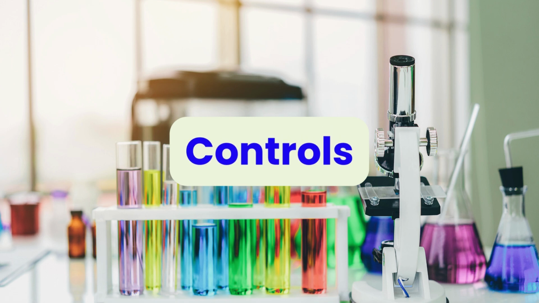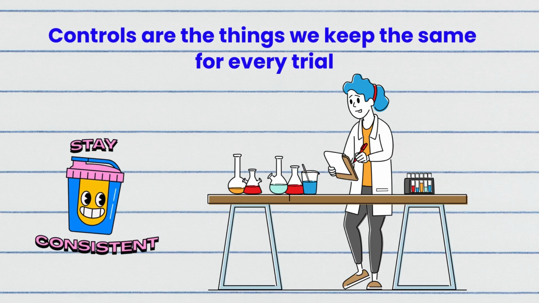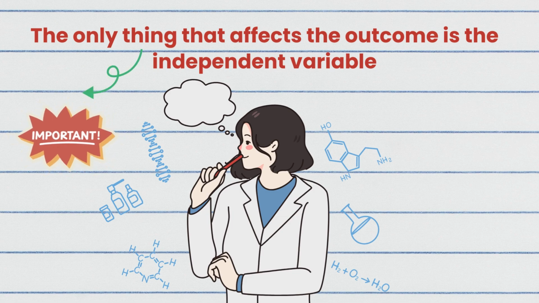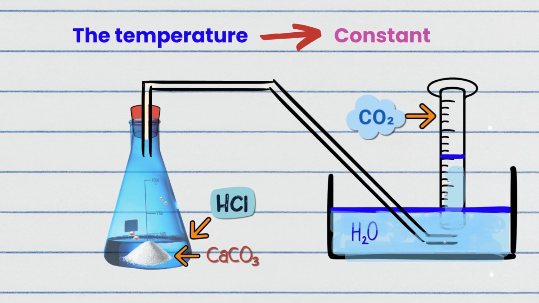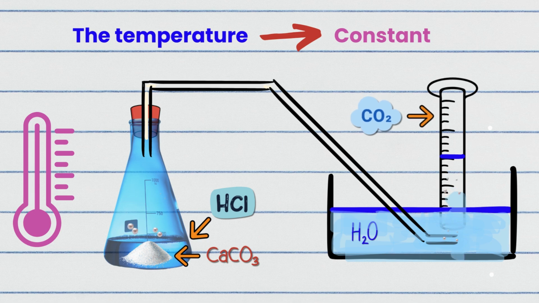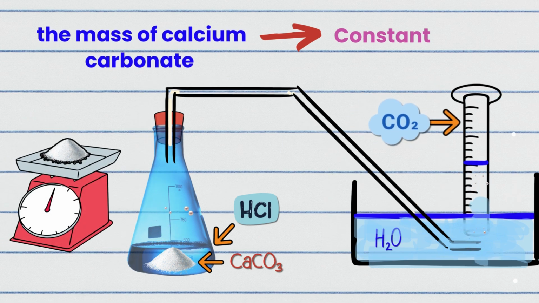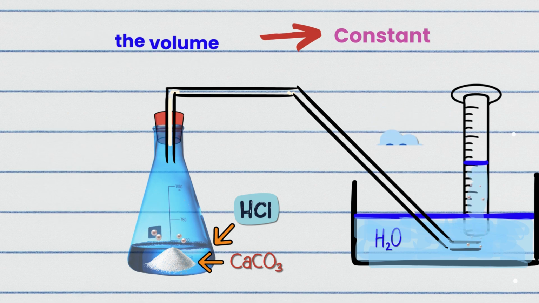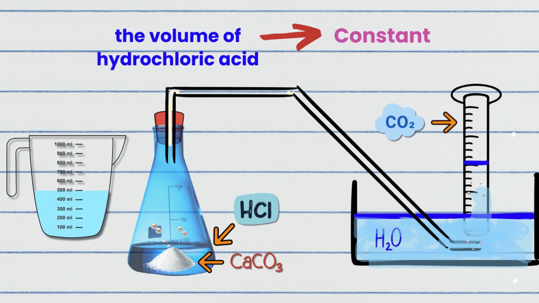Controls. Controls are the things we keep the same for every trial, so that the only thing affecting the outcome is our independent variable. For example, we'll keep the temperature, the mass of calcium carbonate, the time duration of CO2 collection, and the volume of hydrochloric acid constant for each trial.